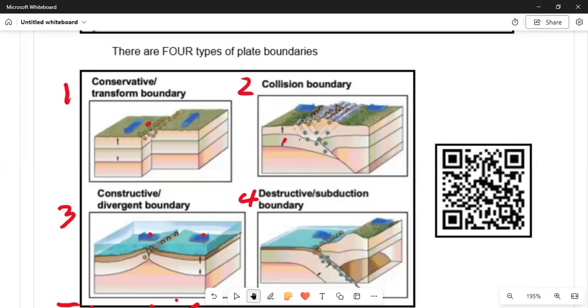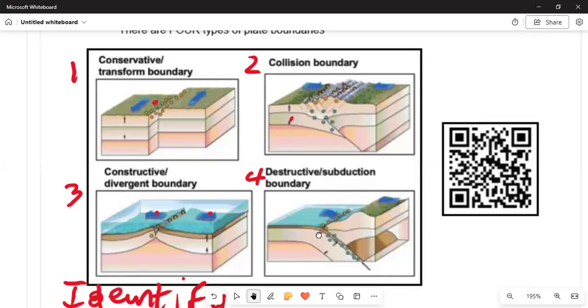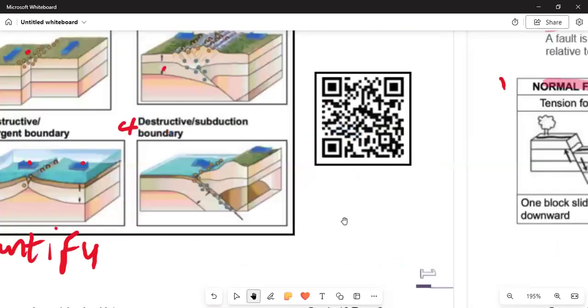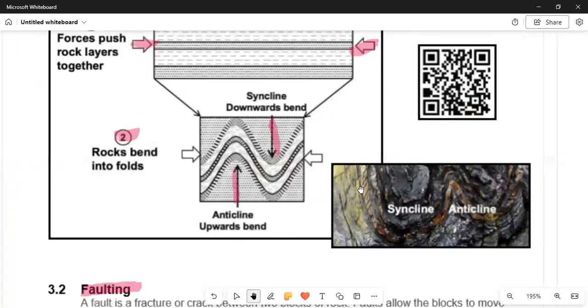Number 4, the destructive or subduction boundary, whereby there is the presence of a slope and they are moving in opposite directions of the slope, so they will never meet. So you need to identify these figures in the examination.